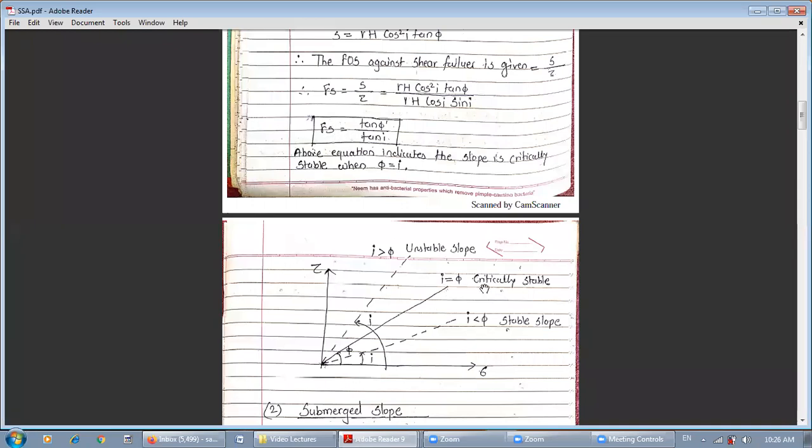So when i is equal to phi, it is critically stable. If i is less than phi, it is a stable slope. If i is greater than phi, it is an unstable slope. This chart is for only infinite slope in cohesionless soil.